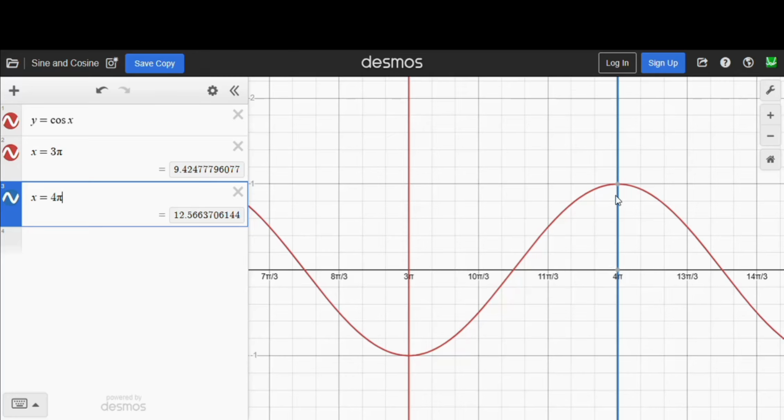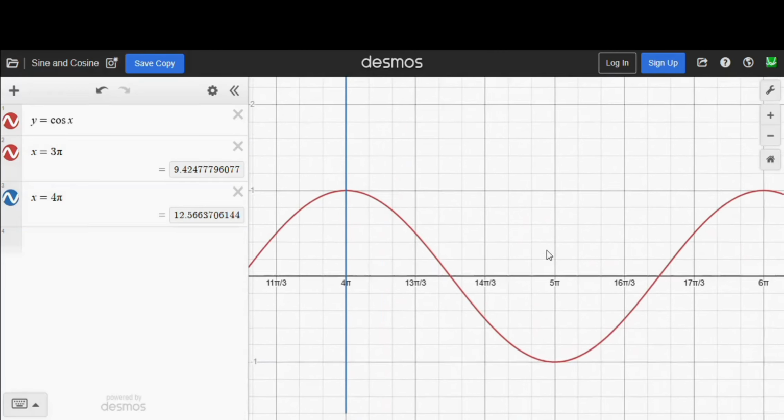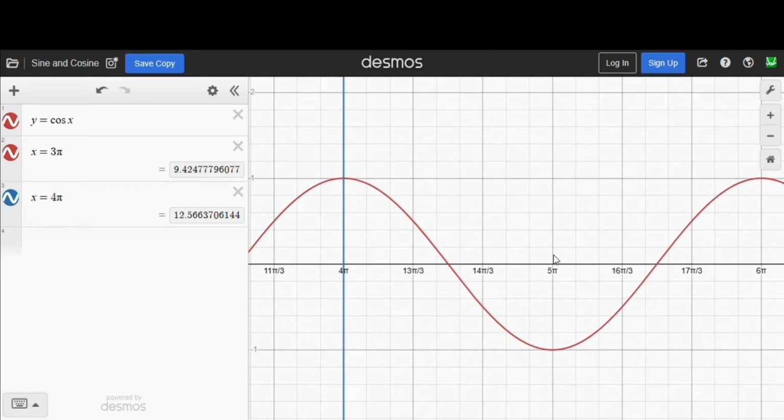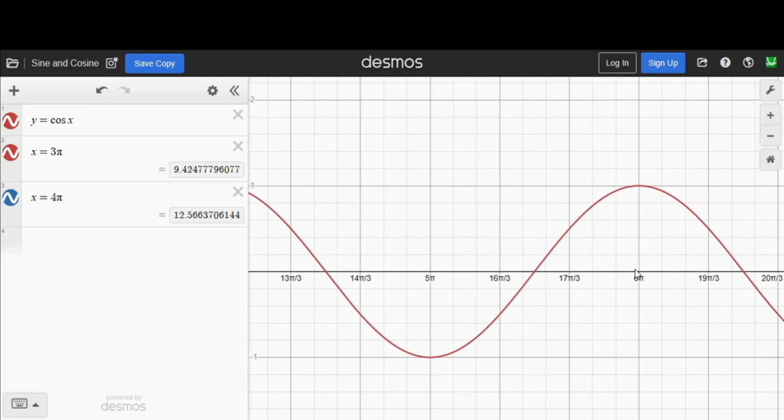Checks out on the x-axis. Also the point on the wave function. One more. Half of the next period will be 5 pi. Checks out on the x-axis and the wave function. 3 periods equals 6 pi, checks out on both points. And so on and so on.